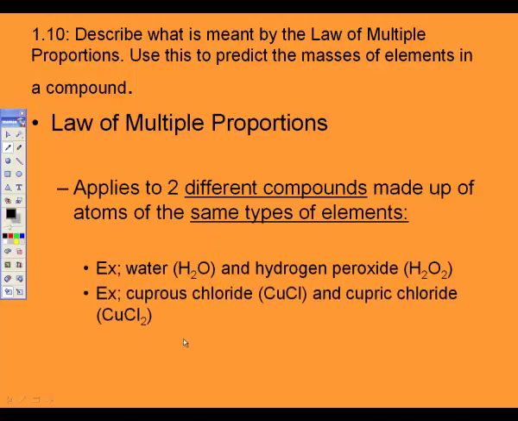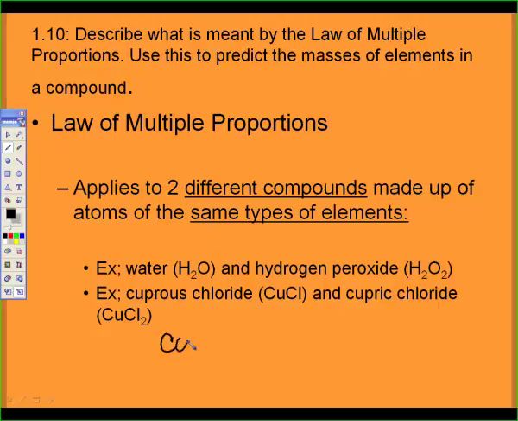Similarly, there's cuprous chloride and cupric chloride that both contain just copper and chlorine. But look at their formulas. They are different. Cuprous chloride is green, cupric chloride is blue. So even in color they're different. Another one that you may know of is carbon monoxide versus carbon dioxide. So that's what we're talking about here. Same elements in the compound, but two different compounds.